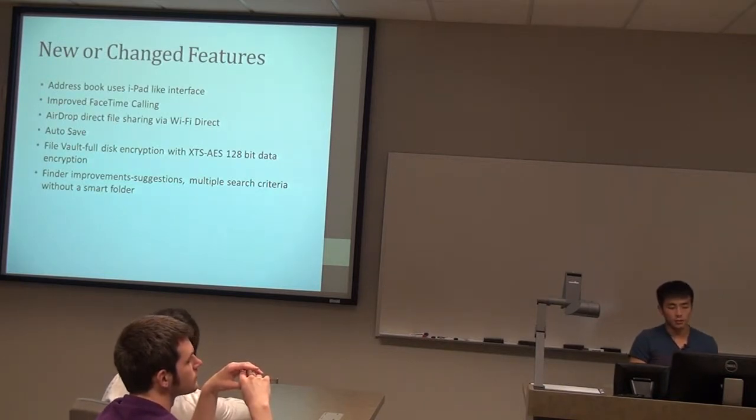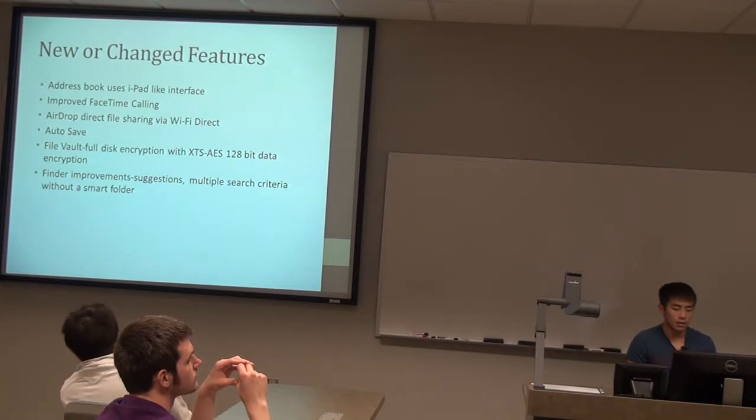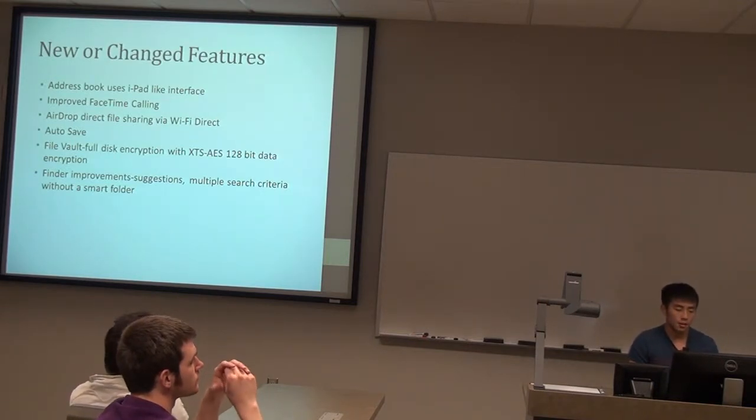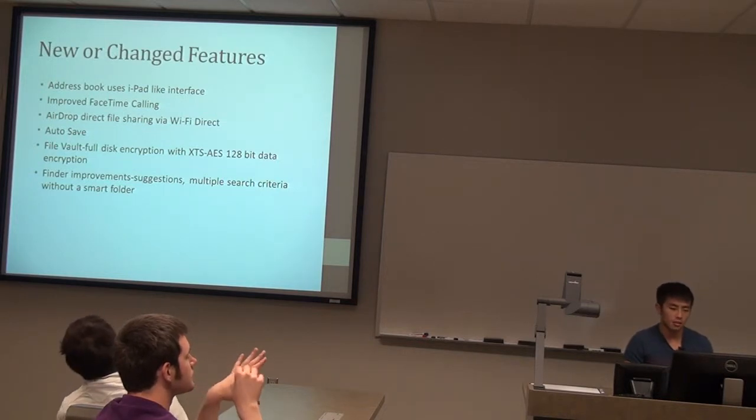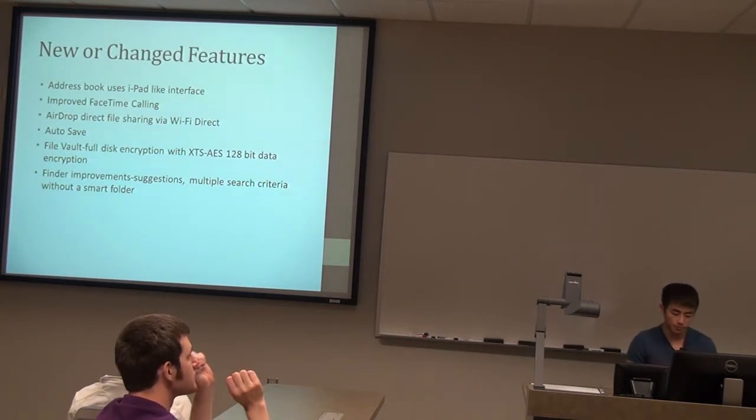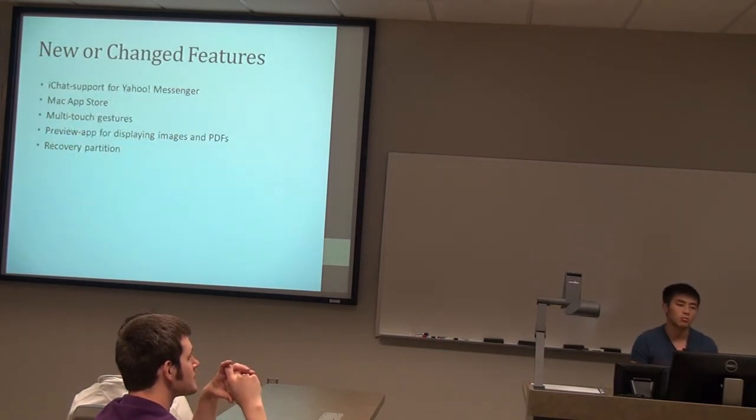And there's also autosave, which is similar to what's on the mobile version, the iOS or Mac mobile operating system. And then there's FileVault full disk encryption with XTS-AES 128-bit data encryption. And there are also finer improvements, such as suggestions for whatever you're searching for, and multiple search criteria without creating a smart folder.